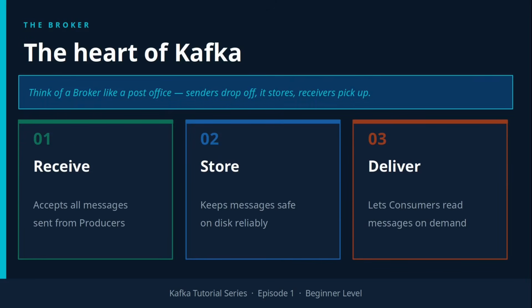At the heart of Kafka is something called a broker. Think of it like a post office. A broker does three things. First, it receives messages from producers. Second, it stores those messages safely on disk. Third, it lets consumers read those messages whenever they are ready. The producer and consumer never talk directly. The broker is always in the middle.